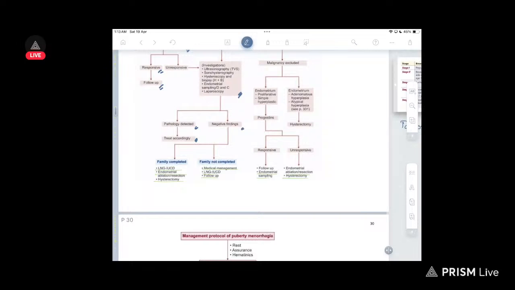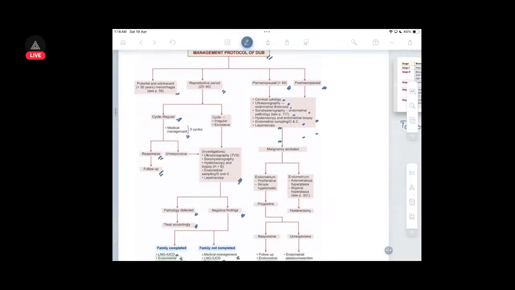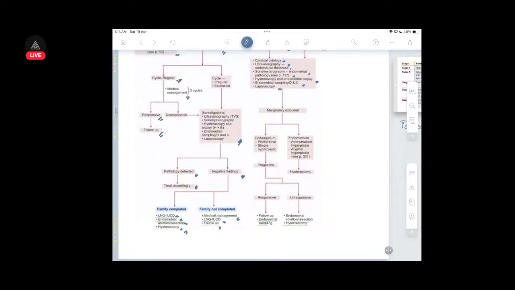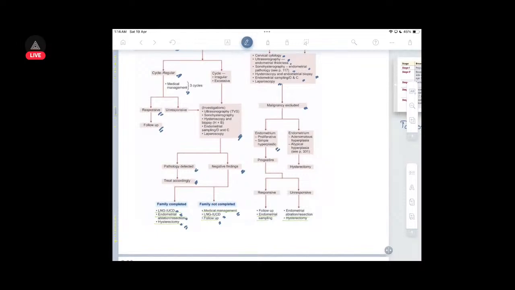Okay, for premenopausal, you have to do cervical cytology, ultrasonography, endometrial thickness, sonohysterography, endometrial pathology, hysteroscopy, endometrial biopsy, sampling, DNC and laparoscopy. If malignancy is excluded, you do endometrial sampling. If it is proliferative and hyperplastic, then you can provide prostaglandins, which may be responsive, requiring endometrial sampling, and if it's unresponsive, then endometrial ablation, resection or hysterectomy can be attempted. And if the endometrium shows adenomatous hyperplasia, polyposis or atypical hyperplasia, then hysterectomy has to be done.